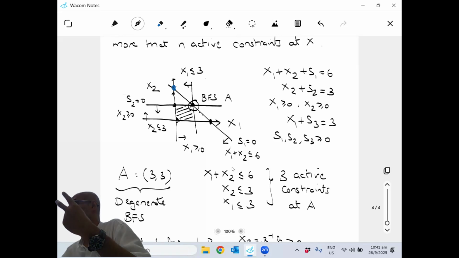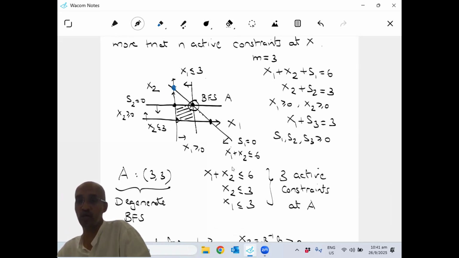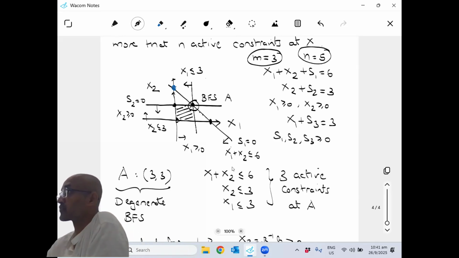What will happen in this problem at this basic feasible solution is, you will have, I'm sorry, three basic variables. M in this problem is now 3, not 2. 1, 2, 3 equalities, and there are 5 variables. So you have three basic variables. What will happen is, at this point, one of the basic variables will go to 0.